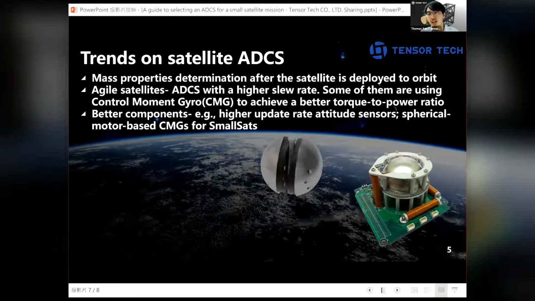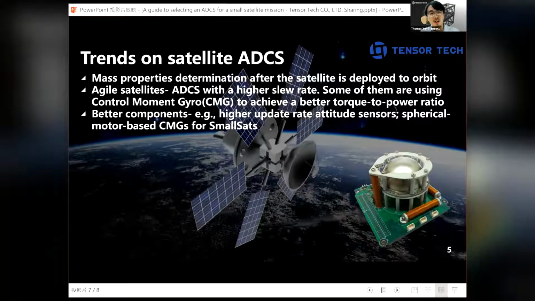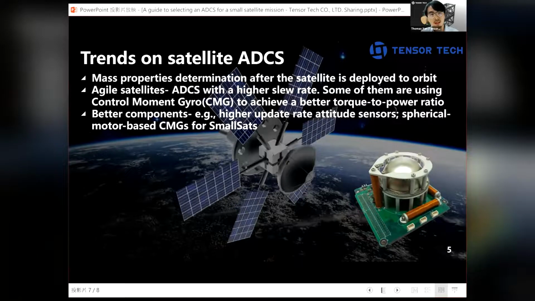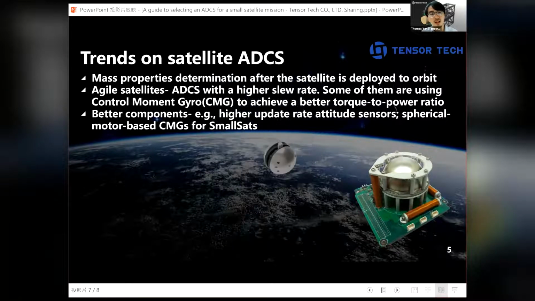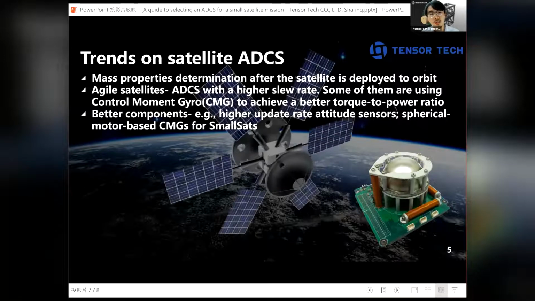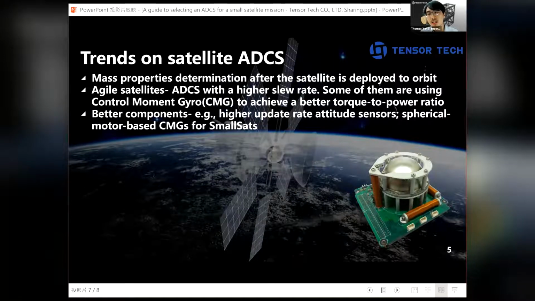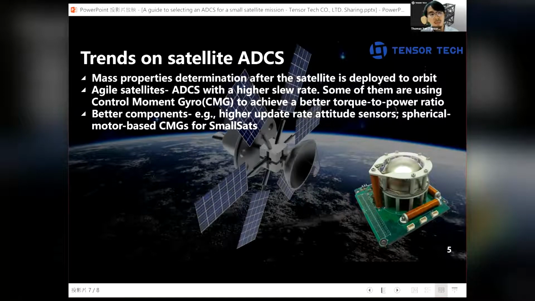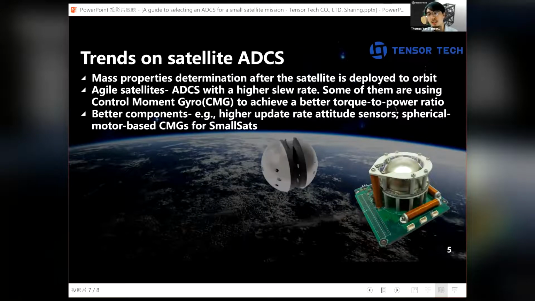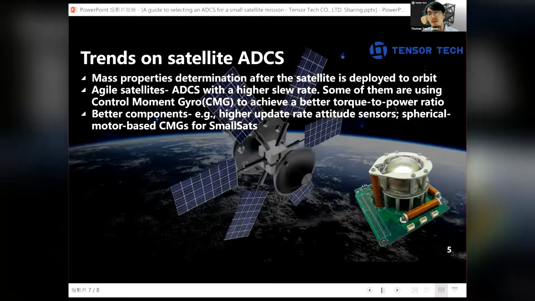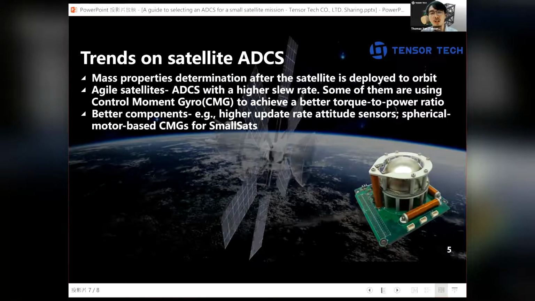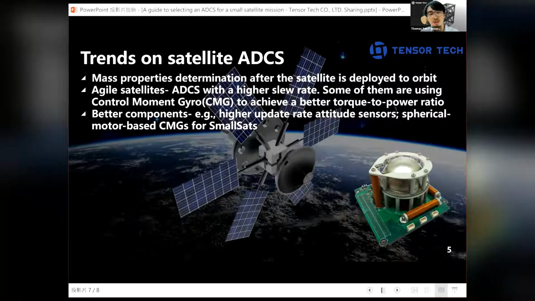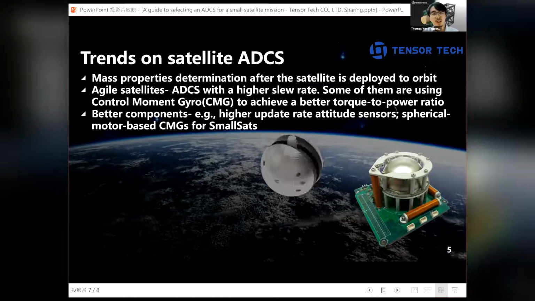So finally, I would like to introduce several findings observed on the trend of this ADCS industry. There are some companies developing system identification methodologies to determine the mass properties information on orbit using their developed software. And then there are agile satellites that are utilizing CMGs, control moment gyros, to have a better slew rate compared to traditional solutions. And then better components are always driving the technology to go further. So there are attitude sensors with a higher update rate.